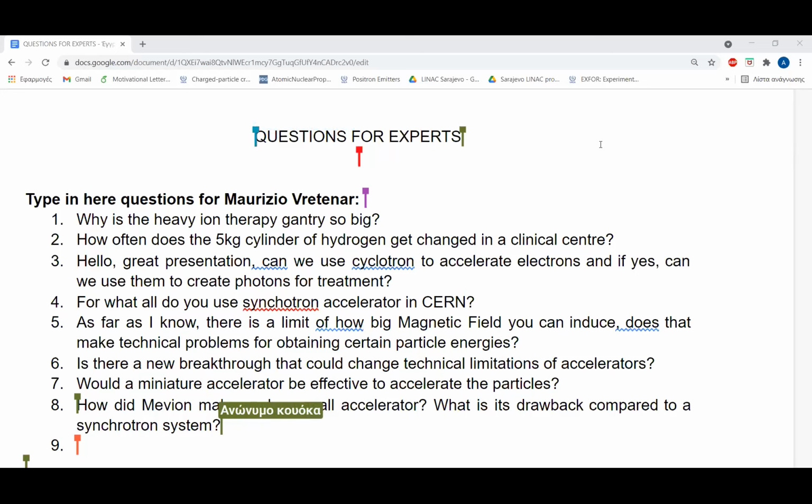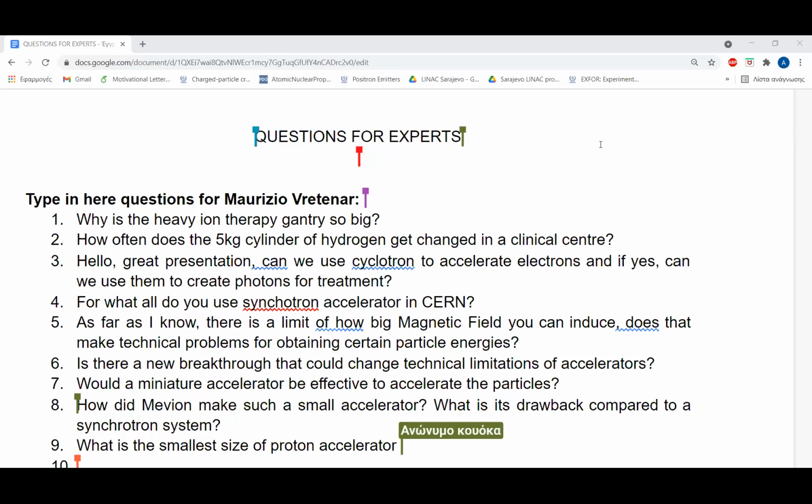Would a miniature accelerator be effective to accelerate the particles? Yes, it is. So actually, miniature, I mean, not really centimeters, but we are talking of meters of length. So the point is not so much the size, but the point is to have as many megavolts of acceleration in a small volume. It is how you can reach the highest possible acceleration in the smallest possible volume.